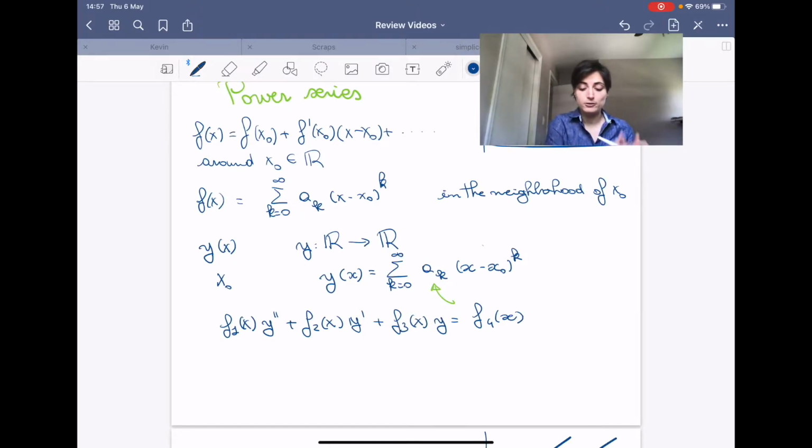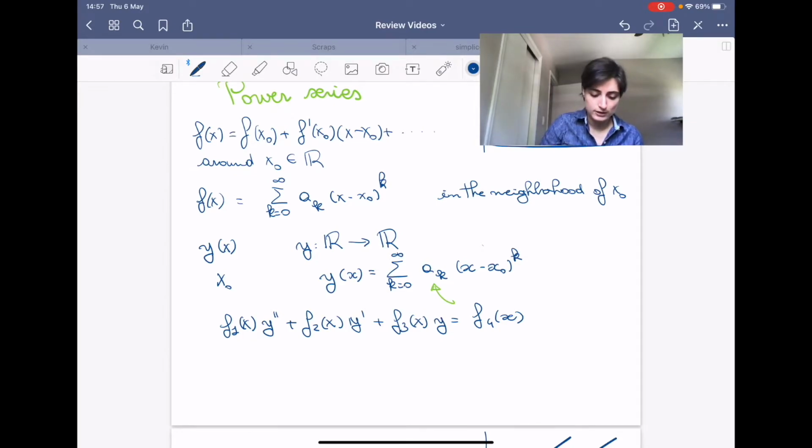Each one of these f1, f2, f3, and f4 can be written as a power series. So we change this problem that is a linear ODE, potentially with f1, f2, f3, and f4 being nonlinear. So it's a linear ODE with non-constant coefficients. And we change that to a problem in which we want to find the coefficients of the power series of y.